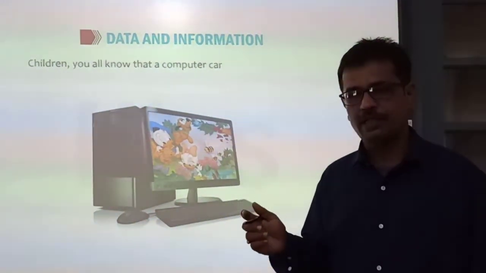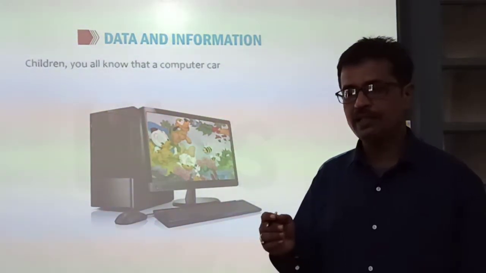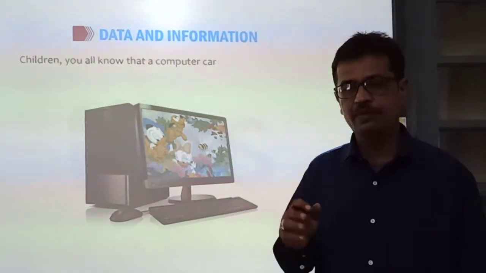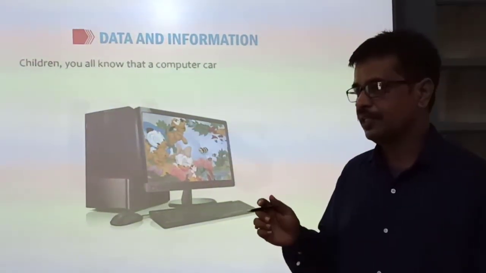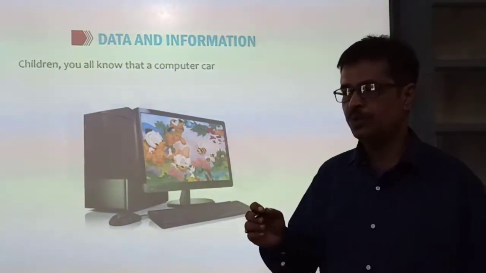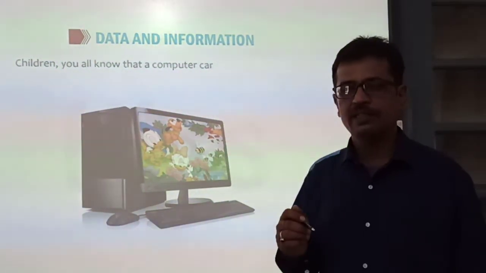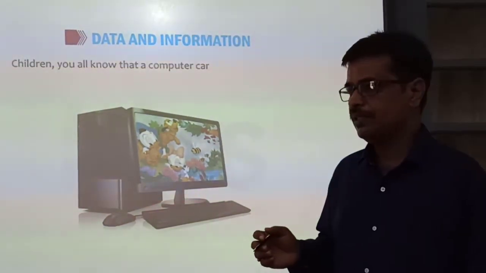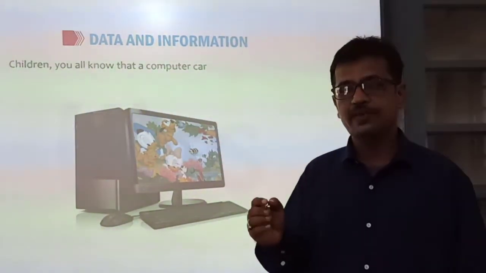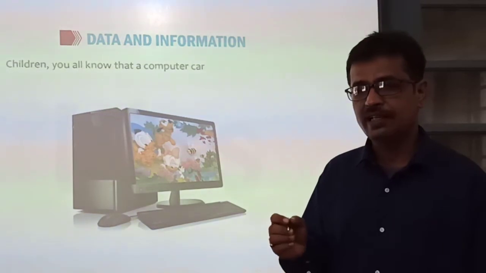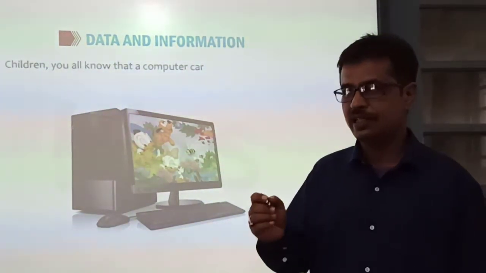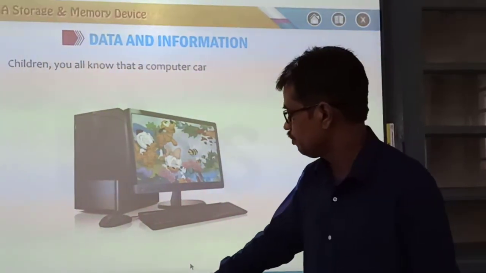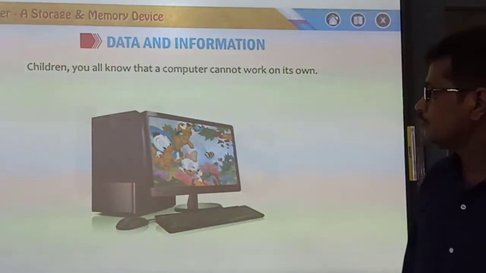But when this data is processed by the CPU and a meaningful result comes through the output devices, that is called information. When this data is processed by the CPU and we get a meaningful result, that meaningful result is known as information. So again I repeat, unorganized facts and figures are known as data, and after processing the data, the result we get is called information. Now I am going to show you with some examples.